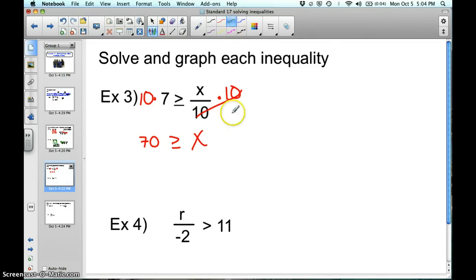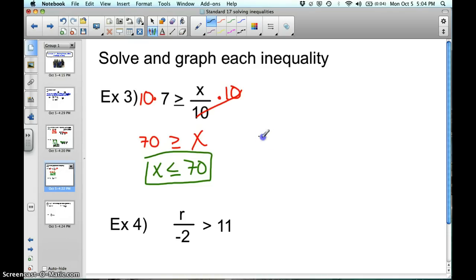So then the last thing we want to do, since my variable is on my right, I want to make sure to move it over to the left. So when I do that, I also have to flip my inequality symbol, okay? So I would have x is less than or equal to 70.